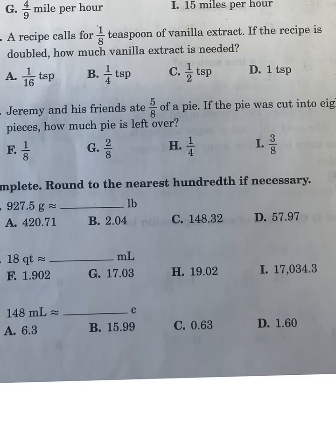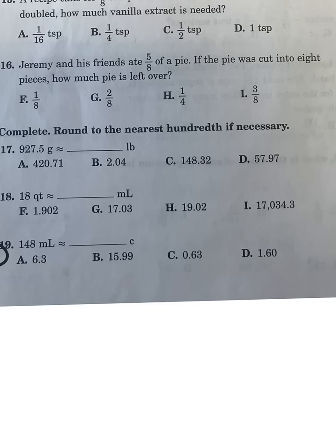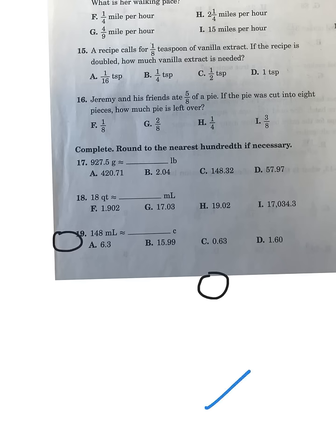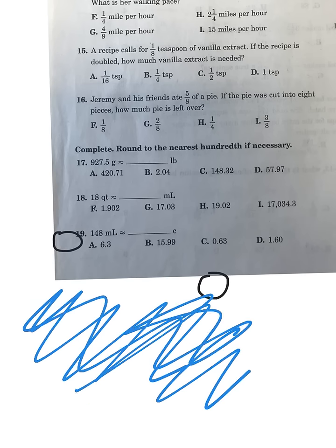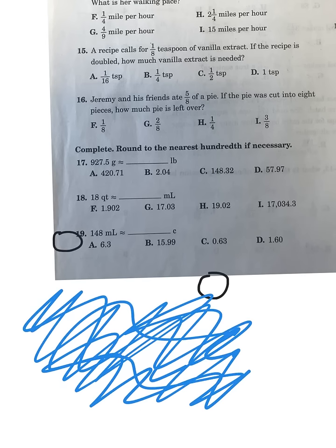Couple ways to do the next one. If a recipe calls for 1/8 teaspoon of vanilla extract, if the recipe is doubled, how much vanilla extract is needed? Just 1/8 times 2, or 1/8 plus 1/8, which gives you 1/4. Next one's super easy. 5/8 of a pie is how much they ate, and if it's cut into 8 pieces, they ate 5 of them, and that means there's 3 left over, so that would be 3/8.